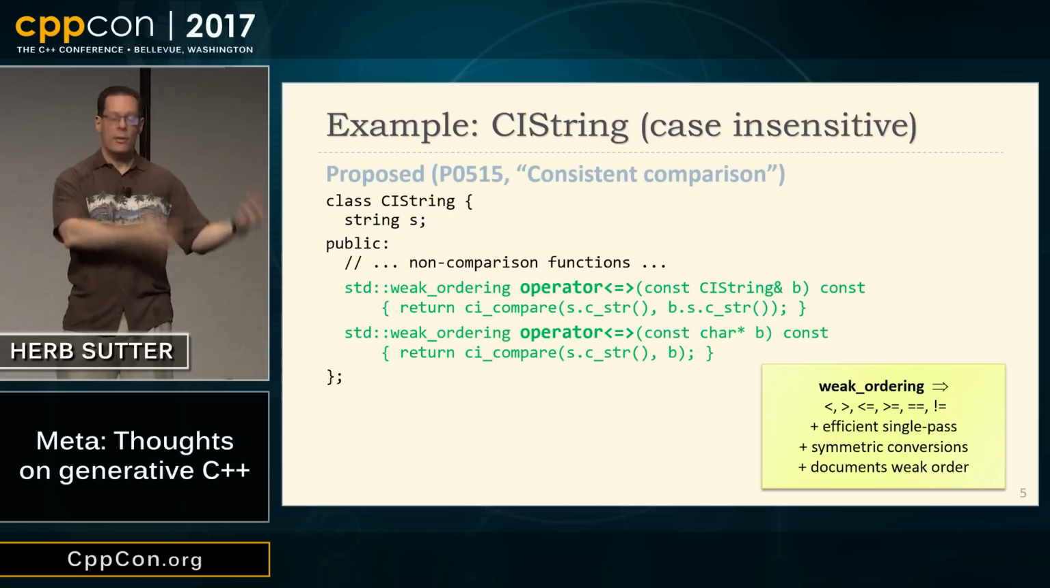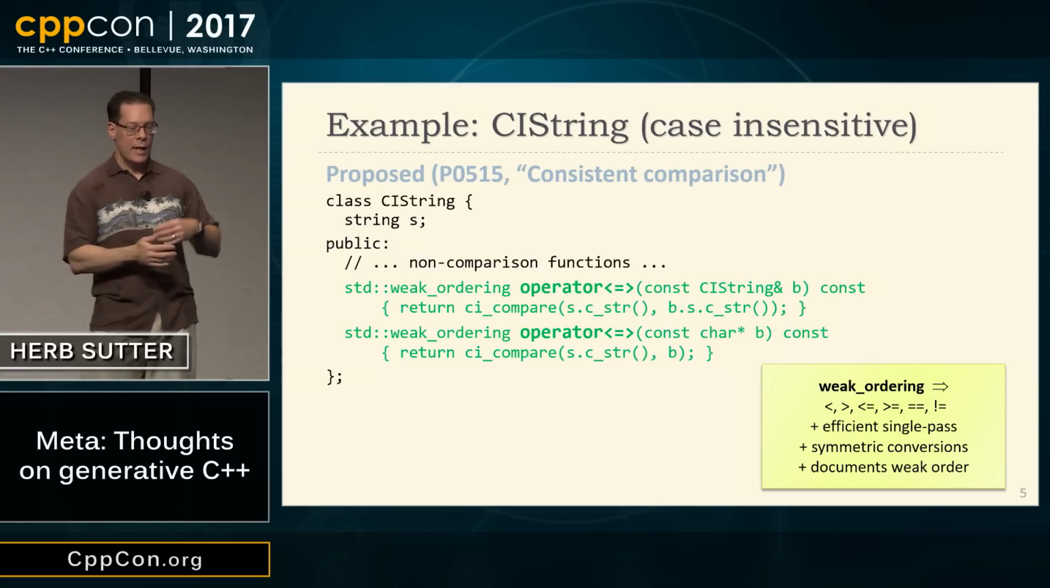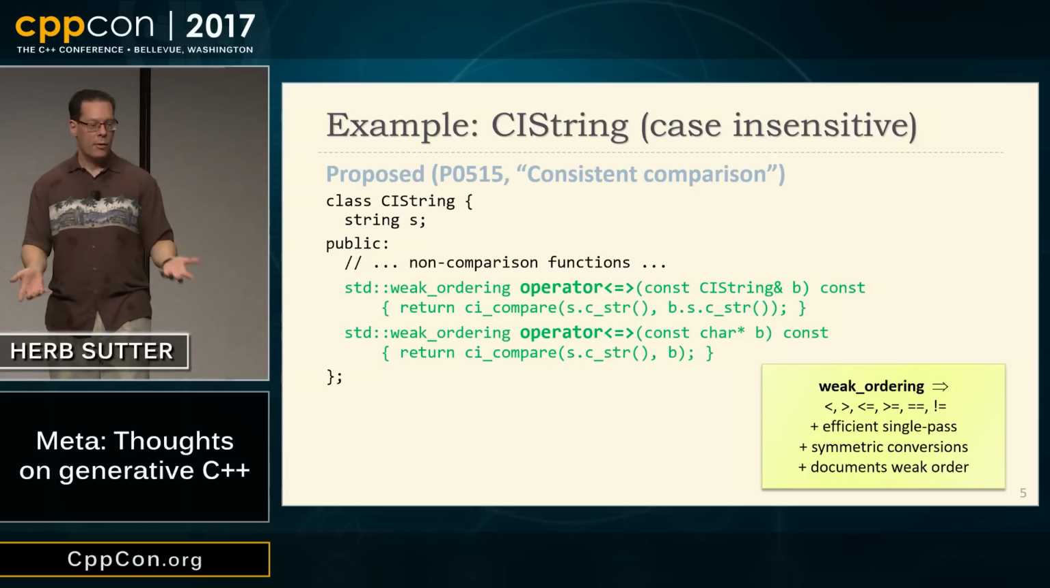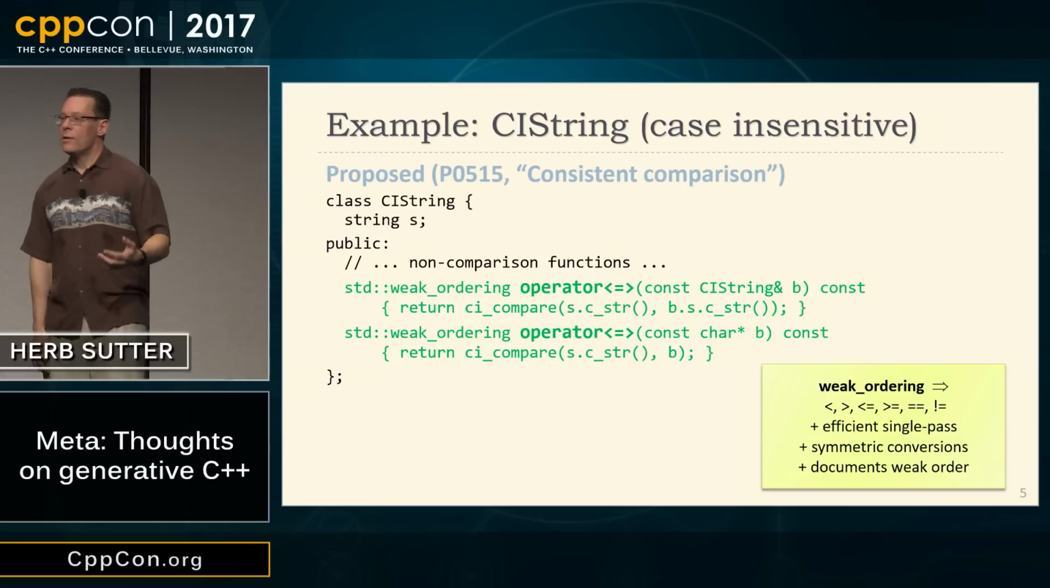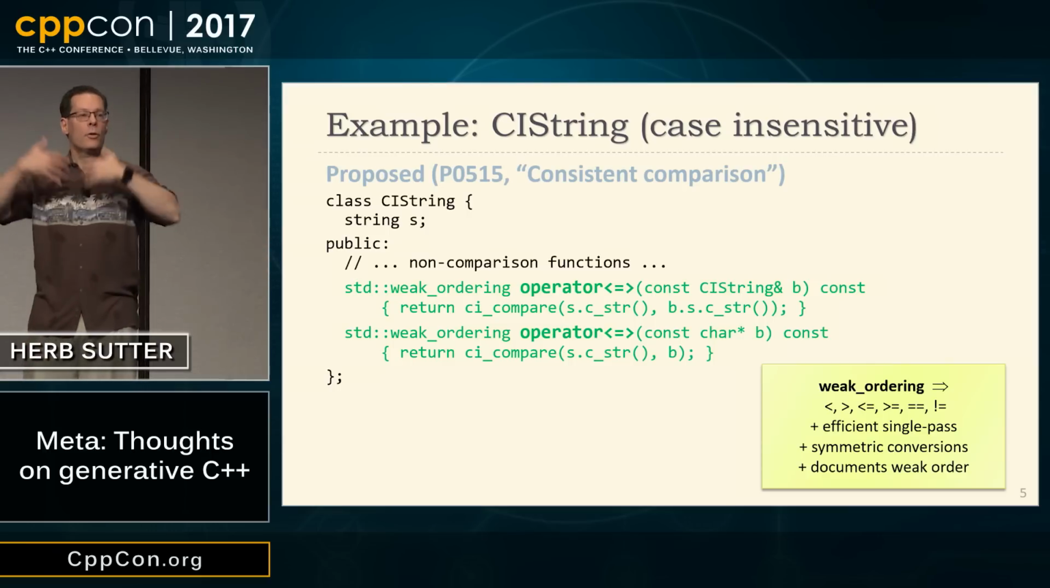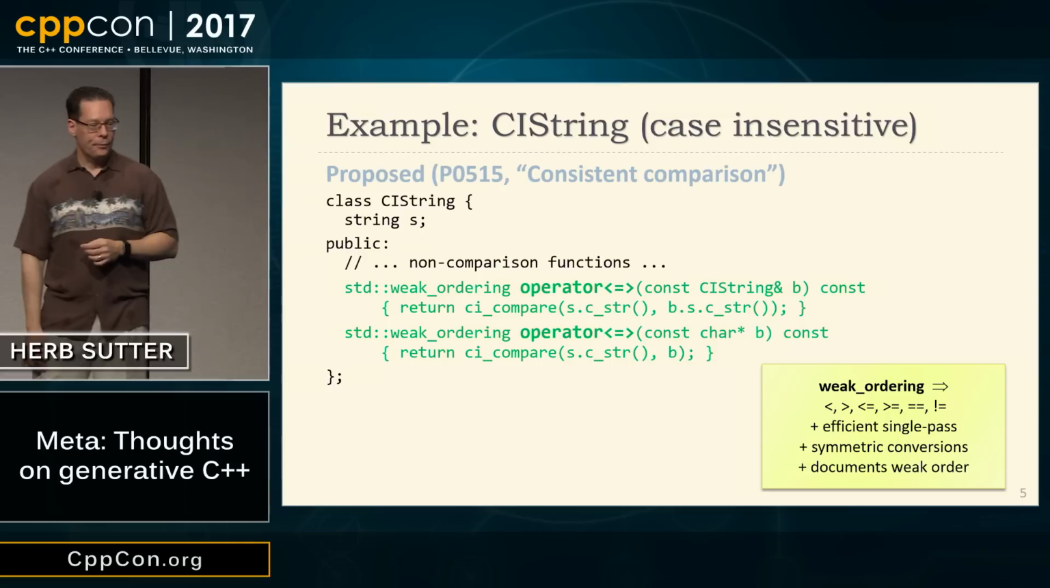And so that's undesirable. This is guaranteed to be single pass. It's guaranteed to be symmetric, documents that there's a weak order. And there's a lot less boilerplate to write. The key is the idea is to allow people to express intent directly.